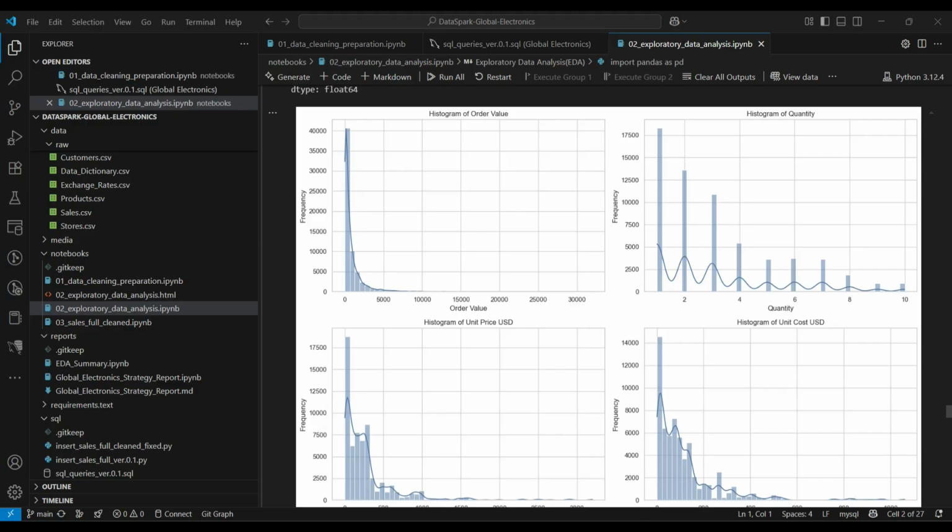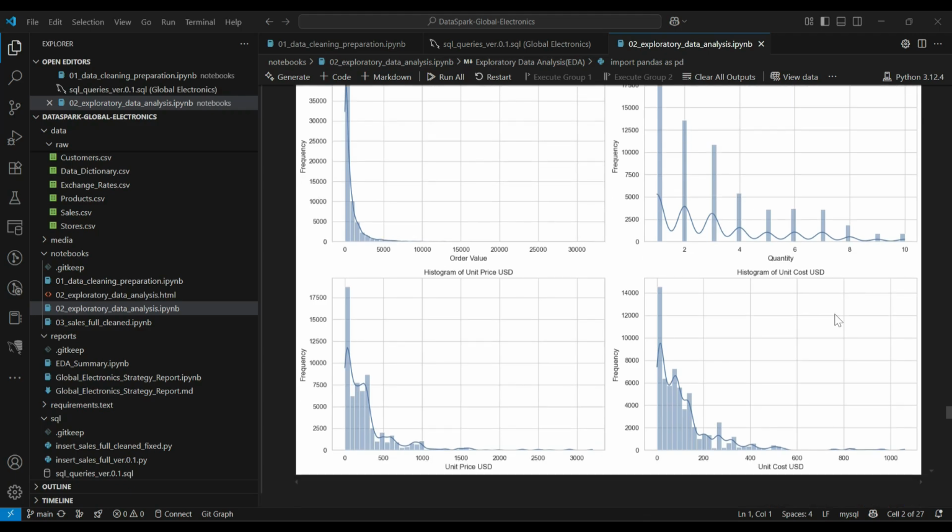Histogram of quantity. Distribution: moderately right-skewed, less extreme than other metrics. Skewness 1.11, moderate positive skew. Insight: most orders consist of 1 to 2 items, with quantity more than 5 being rare. Actionable insight: bundle products or offer discounts on bulk purchases to increase order quantity. Consider analyzing cart abandonment for larger quantity orders.